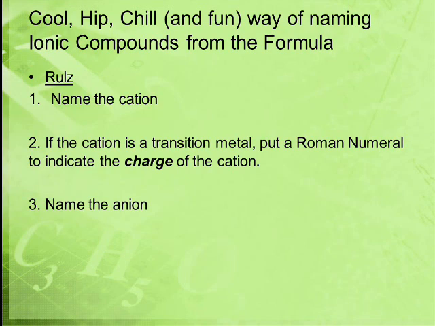lithium, lithium, etc. Now, number 2, if the cation is a transition metal, we're going to put a Roman numeral to indicate the charge of the cation. This is a little different. Before, we weren't even dealing with the transition metals. Now we are, and we're going to get to that in a little bit, so let's hold on for that. We're going to first just do naming the representative cations with the anions, and then a little later, we'll do the transition metals.